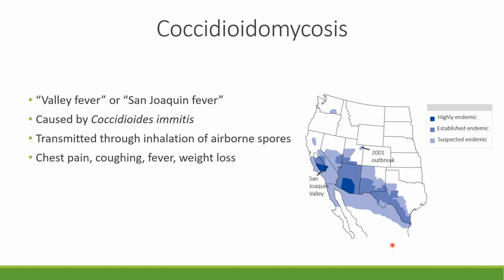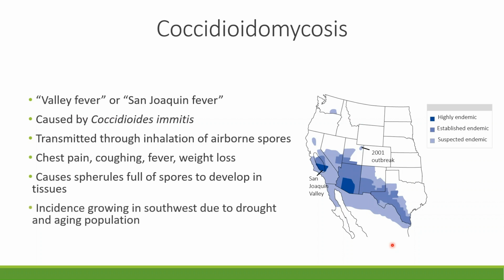It can cause chest pain, coughing, fever, weight loss. It can become severe, causing these spherules full of spores to develop in our tissues. And its incidence is that it's an emerging disease here. It's growing in the Southwest due to drought and aging population, as well as just a growing population down here.